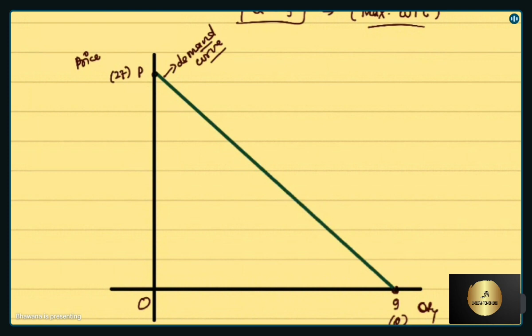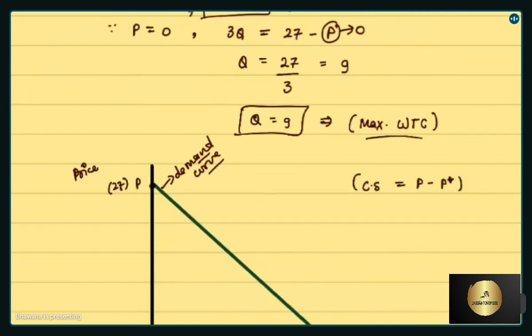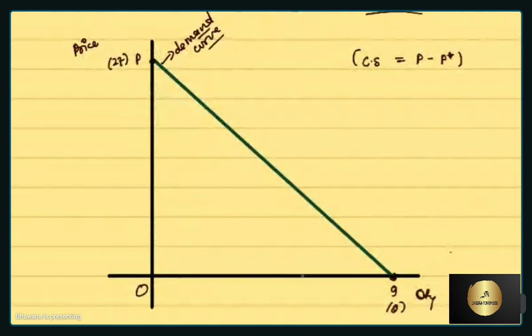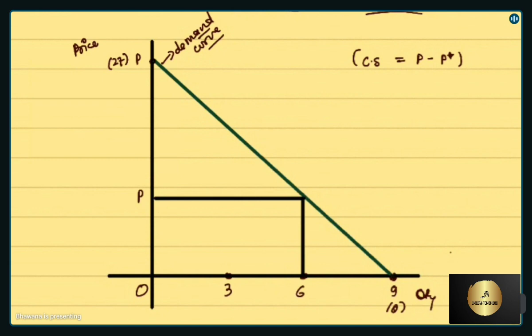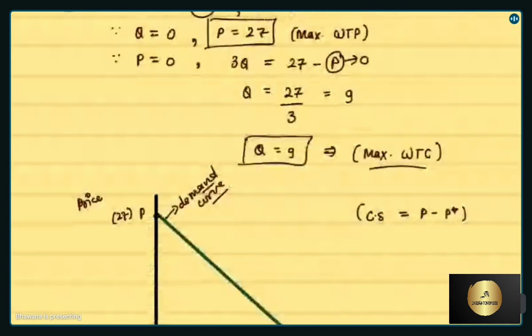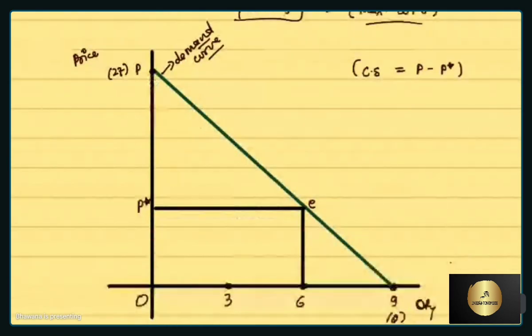Now, in order to find the consumer surplus, you need to find P star, because your consumer surplus is the difference between P minus P star. And you have already been given Q star. So your Q star is equal to 6. Say this is 3, this is 6. So you have to find the equilibrium price for that. This is your P star, the equilibrium. Now put 6 into the demand function, and you will get your P star.